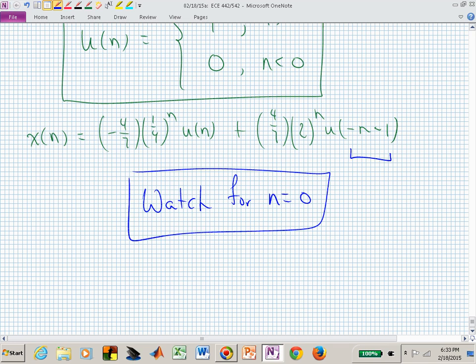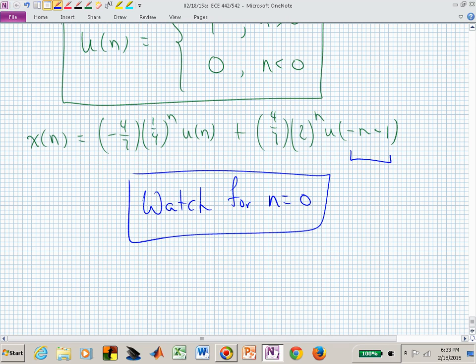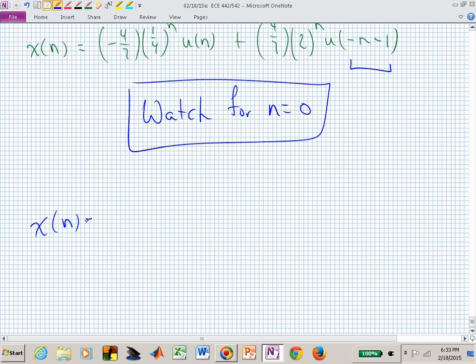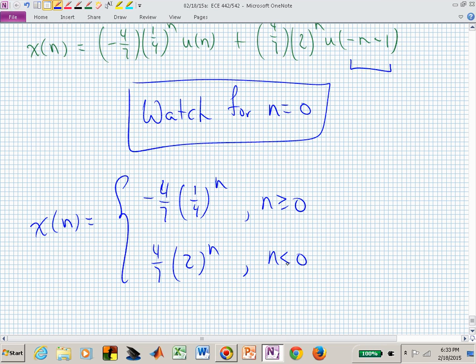Or you could have written your answer as x of n is equal to minus 4/7, 1/4 to the n, for n greater than or equal to 0, or 4/7, 2 to the n, for n less than 0. Those are equivalent expressions for that waveform, that response. And that's the inverse Z transform of capital X of Z.